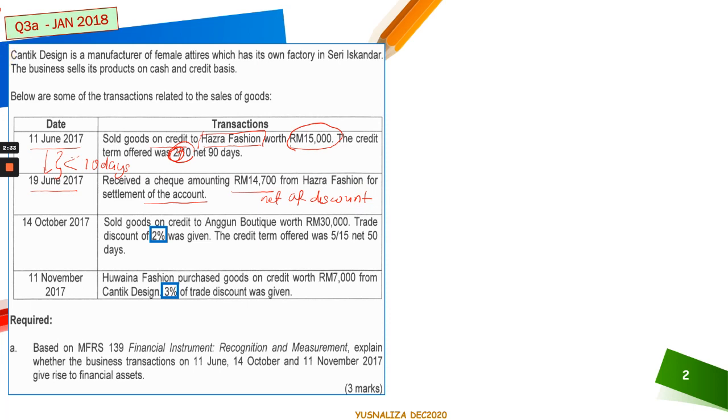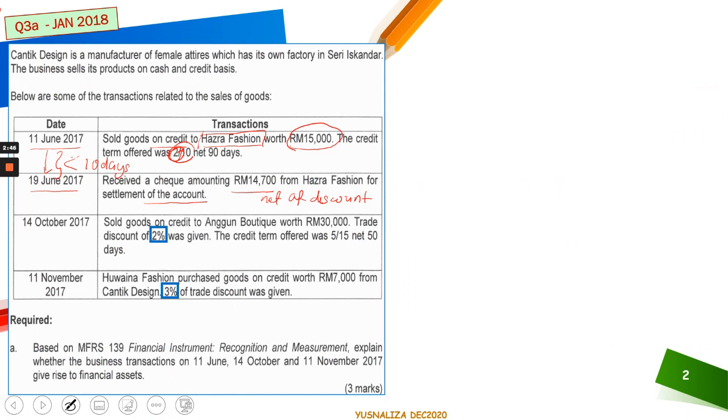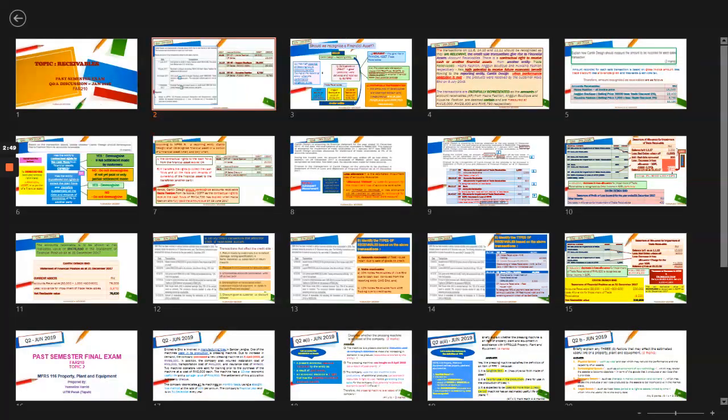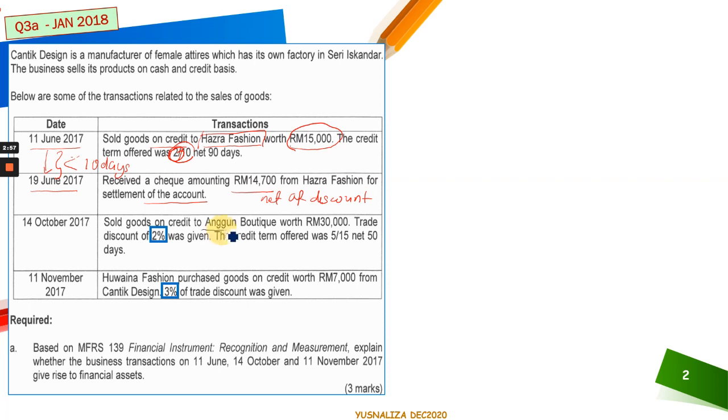Next, so you should know what to record on 11 of June. I'll show you later, but just focus on the question. Sold goods on credit to Angul. So this is another different company, and for this company, we use a different color, which is Angul Boutique, worth 30,000, and there is a trade discount of 2%. The credit term was 5/10, net 50. Yeah, so the trade discount was given.